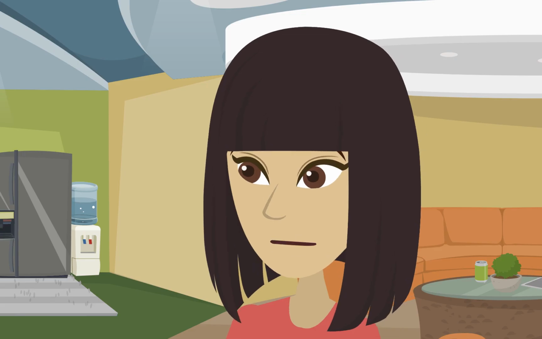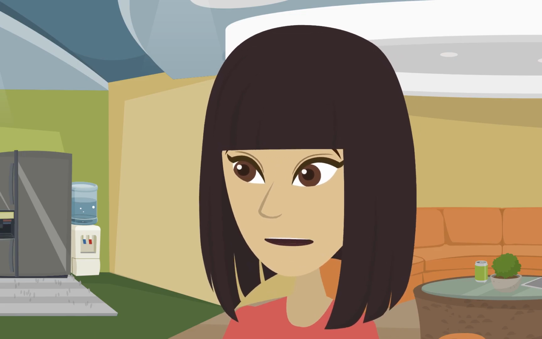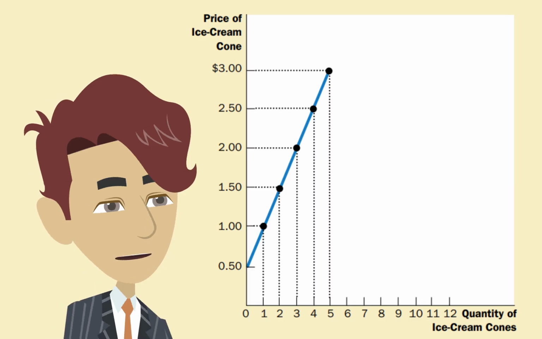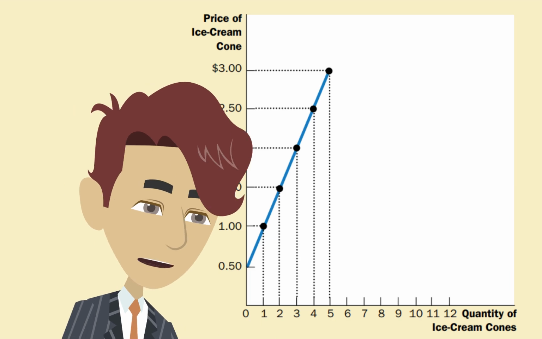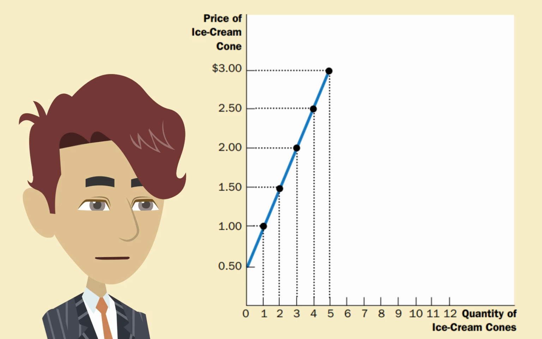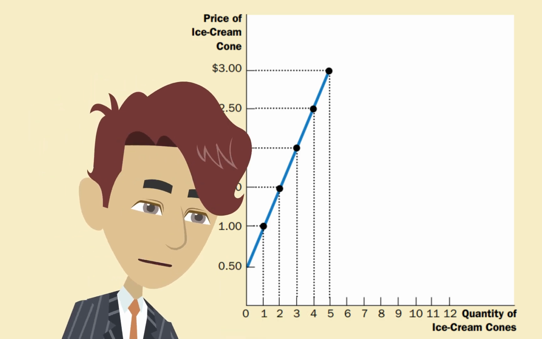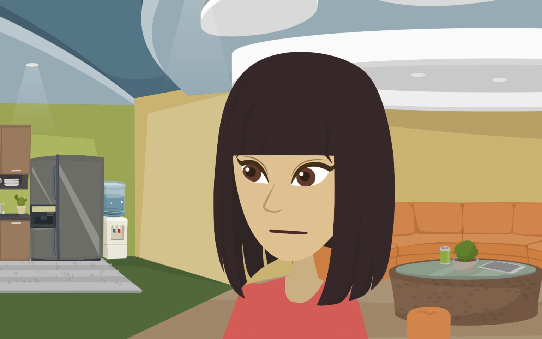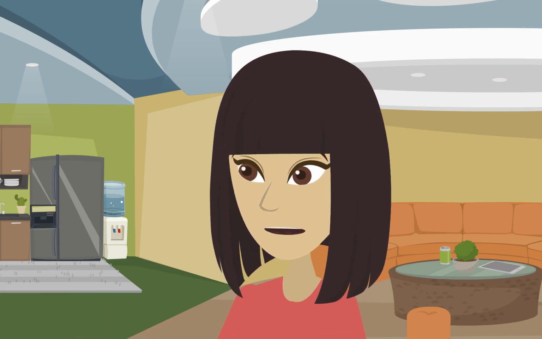Oh, I see. So, the higher the price, the greater the quantity supplied? Exactly. This relationship is what we call the supply curve. It slopes upward because, ceteris paribus, a higher price means a greater quantity supplied. That makes sense. But what about market supply?